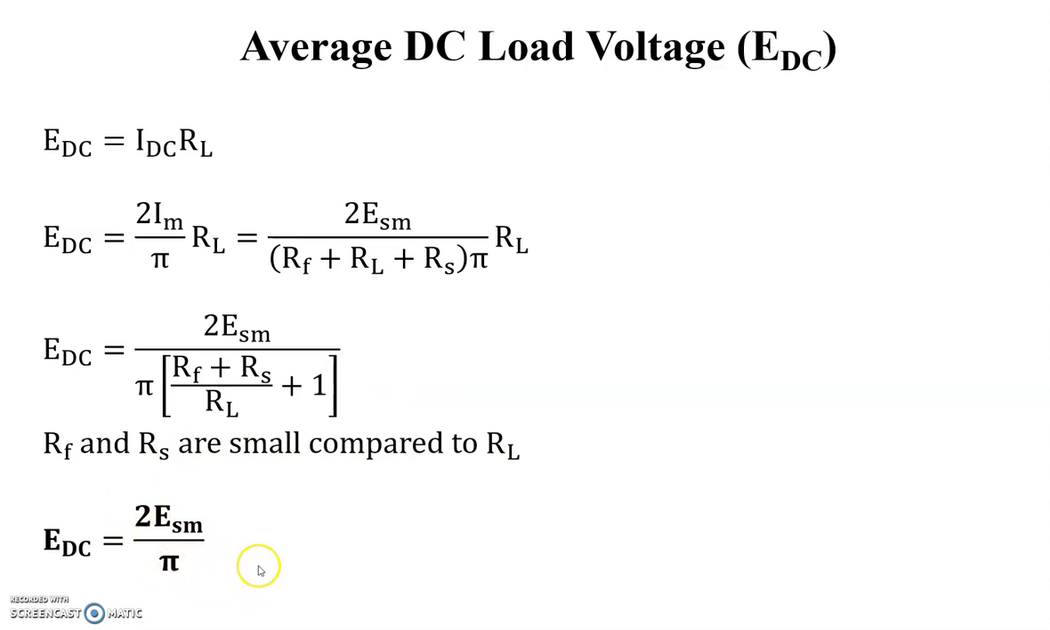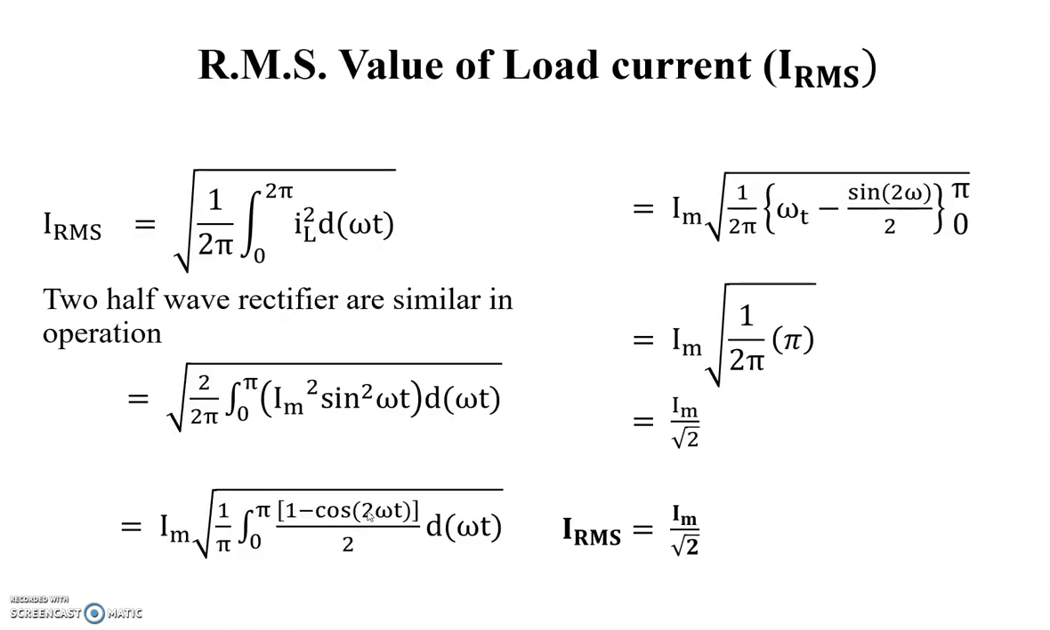So similarly, this EDC is twice that in the half-wave rectifier circuit. Next we will move on to the RMS value, or root mean square value, of the load current. So what is the root mean square value? It means squaring, finding the mean, and then finding the square root. Hence the RMS value of load current can be obtained.